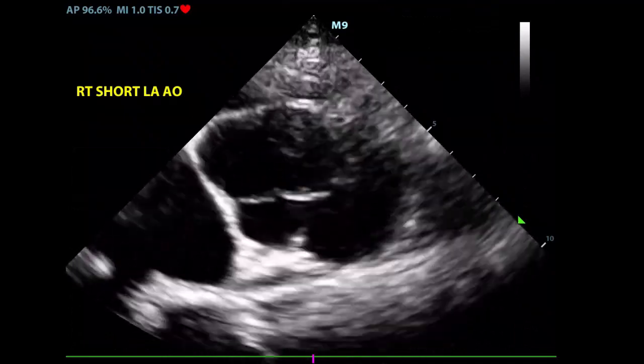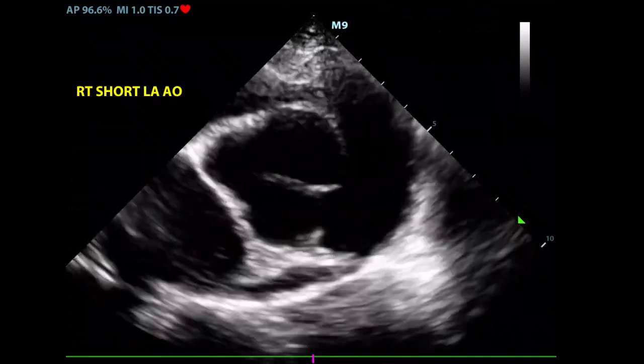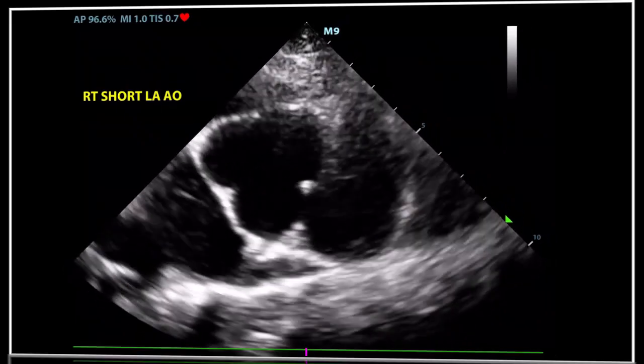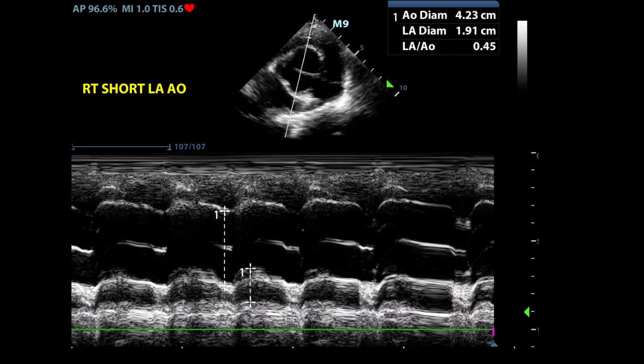Remember, do not fixate on the measurements alone. Evaluate the two-dimensional images, M-mode images, and measurements as a whole.